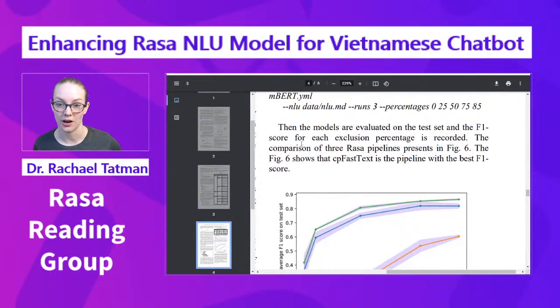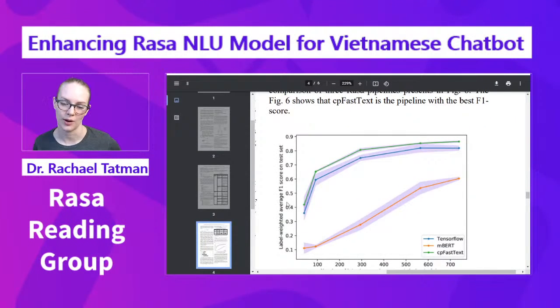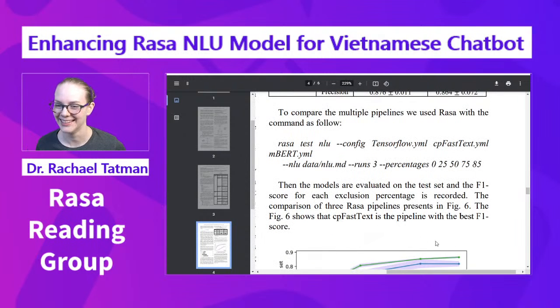So the models were evaluated on the test set, and the F1 score for each exclusion percentage is recorded. So how much data is put in the test set. Wow, BERT did bad. Wowee. And interestingly, the TensorFlow did not do that much worse, but I would agree that with these results, yeah, I think it's pretty clear that given these three pipelines, the Vietnamese Tokenizer and fast text really is giving them the best improvement. Jack said, yep.